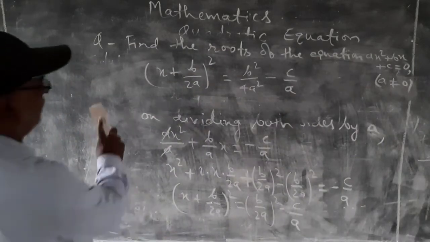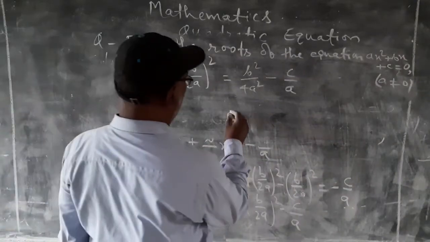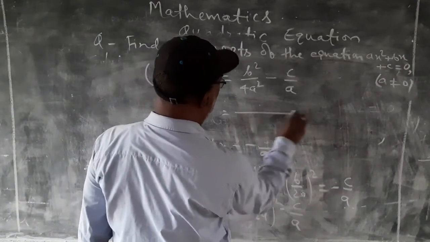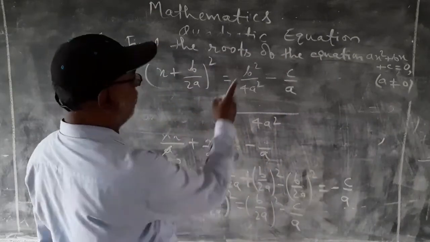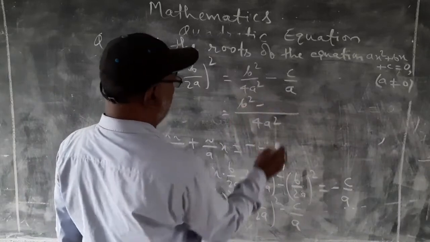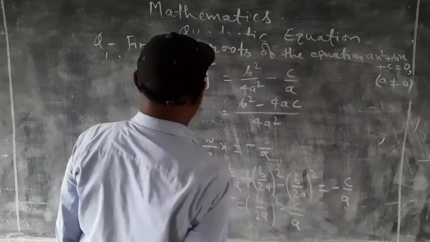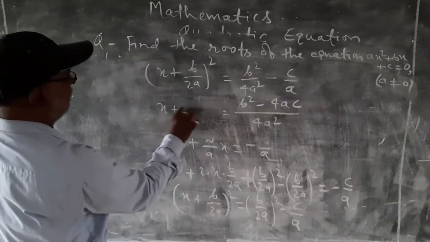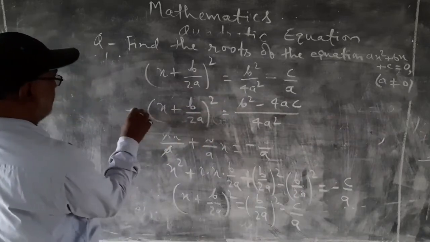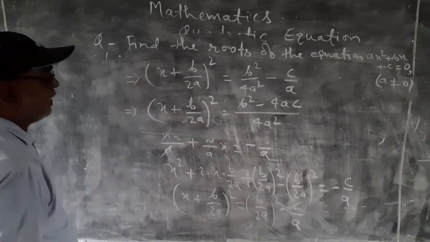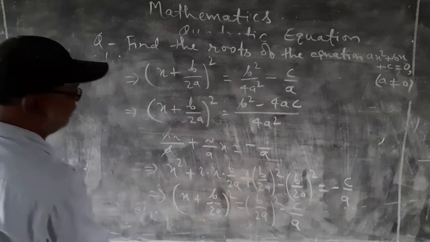Now take the LCM. If you take LCM, then you have 4a square. 4a square divided by 4a square is 1, into b square is b square. 4a square by a is 4a, into c, 4ac. This one is x plus b by 2a whole square. We simplify it in all the steps.